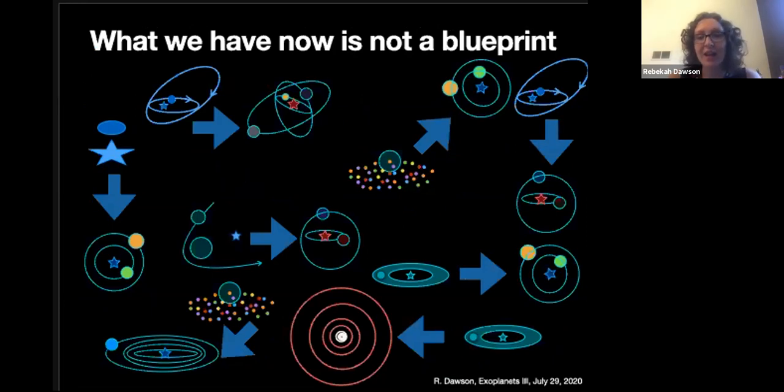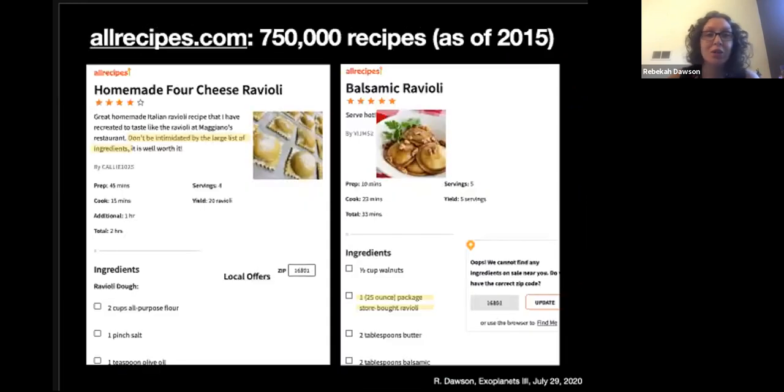for the same thing. So it's more like allrecipes.com, which has almost 1 million recipes, including these two for ravioli. The first one warns us not to be intimidated by the large list of ingredients, and the second includes store-bought ravioli as one of the ingredients. Either of these could be great in our pandemic times.